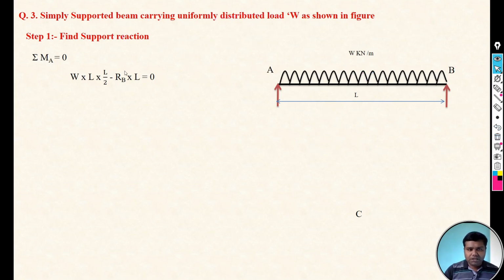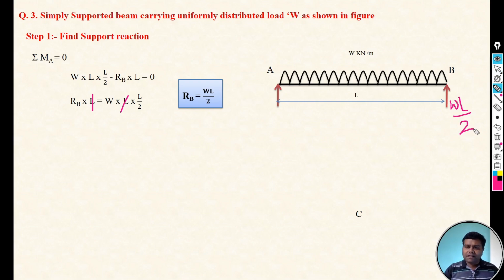Now here we have to calculate the RB. Take that whole term on the right side. So RB into L is equal to WL into L by 2. Here L and L get cancelled. The remaining term is WL by 2. So RB is equal to WL by 2. So we got the support reaction at B point: WL by 2.